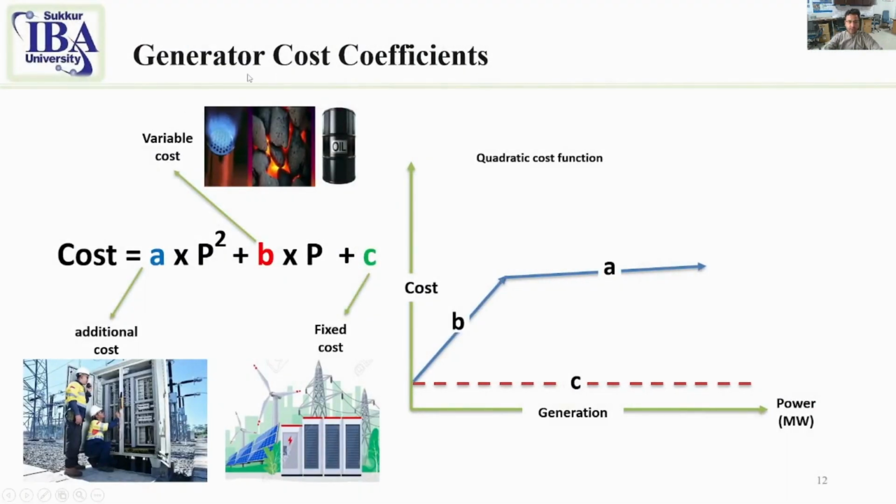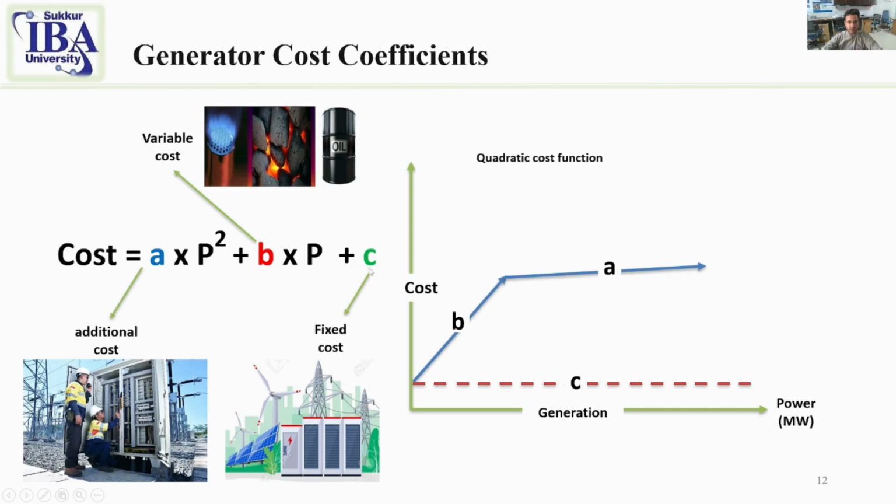So now these are the generation cost coefficients. You can see here there are three constants. A, in blue, shows the additional cost of the power system. This is the quadratic relation with the power, and then B multiplied with power is linear. You can see in the graph. This shows the variable cost of the generation, and then in the last, C shows the constant. So this is a constant, and it is the fixed cost of the generation.